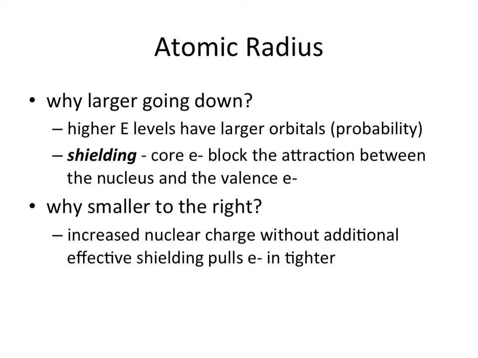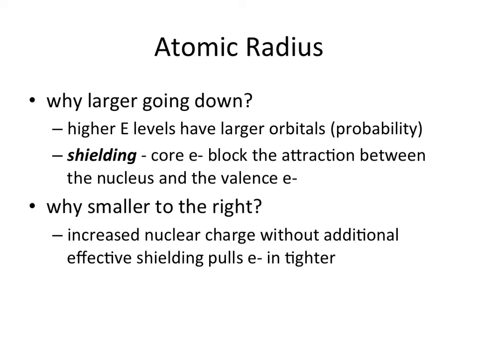Okay, so why are they getting larger? Why are the atomic radii getting larger as you go down the periodic table? Well, the reality of it is as you go down the table, you've added a bunch of electrons, and you've added them into different orbital layers with different principal quantum numbers. So basically, as you add more layers, as you have a larger principal quantum number, the probability of electrons residing farther from the nucleus increases. So you have a higher chance of having an electron farther away from the nucleus. So you subsequently are getting a larger atom. Shielding also starts to come into effect. Those core electrons are going to block that attraction between the nucleus and the valence electrons. So they're not going to be held quite as tightly.